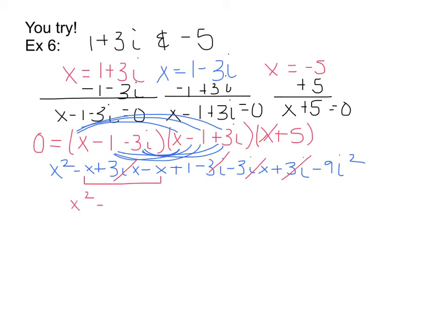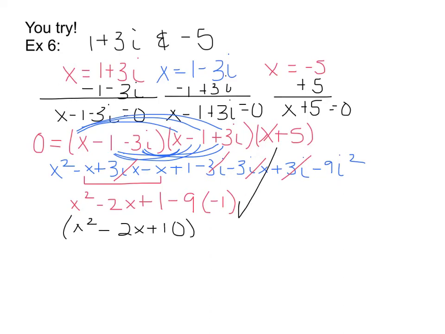x squared minus 2x plus 1 minus 9, and replace i squared with negative 1. So that's going to make it positive 9 plus 1, which gives me x squared minus 2x plus 10. Don't forget that you have this x plus 5 that you need to bring down, and we need to multiply some more.